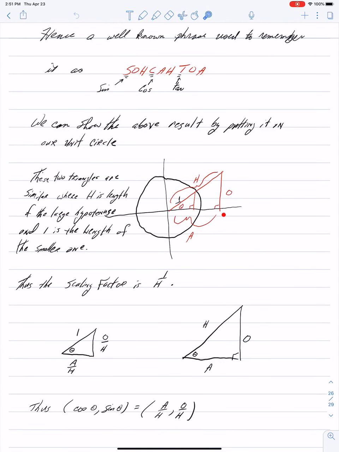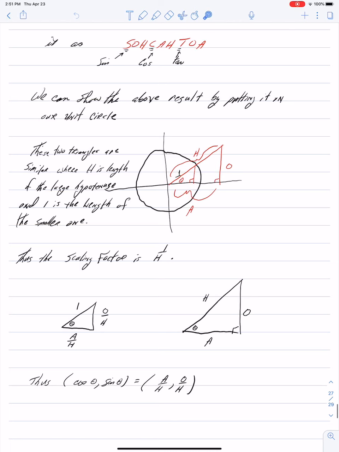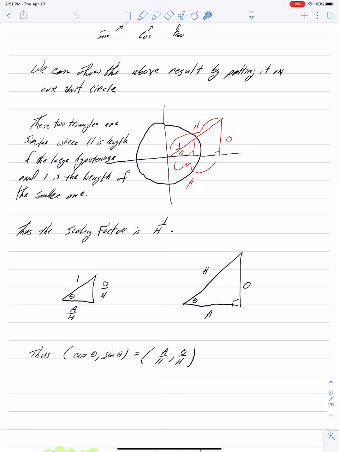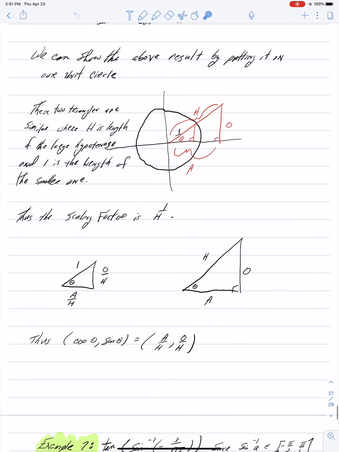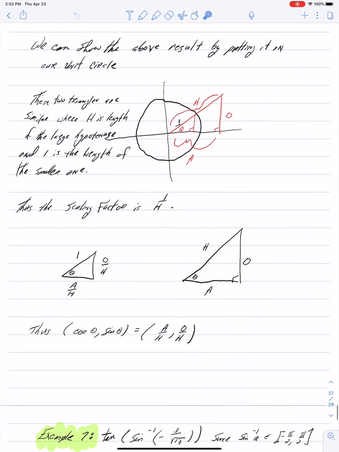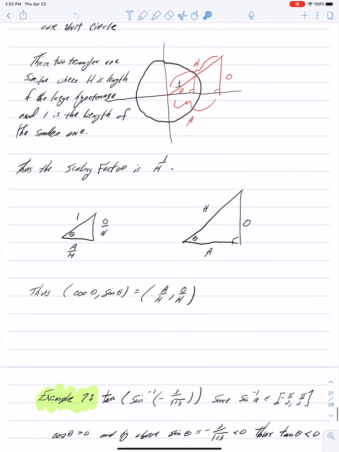But look at these two triangles. They are similar. The hypotenuse of the larger one is big H. The hypotenuse of the smaller one is 1 because it's on the unit circle. So now I have to figure out my scaling factor like we did early on. What do I have to multiply H by to get 1? And of course the answer is 1 over H, because that's what I multiply the other two sides by to get these coordinates. And those coordinates are important because they'll give me the value of sine and cosine.